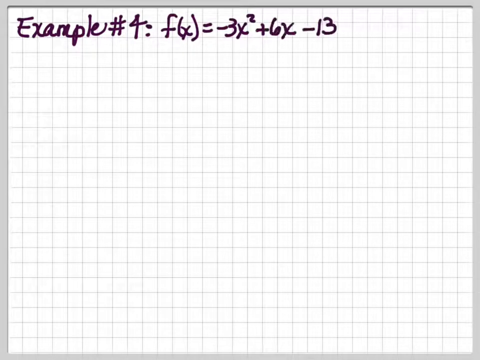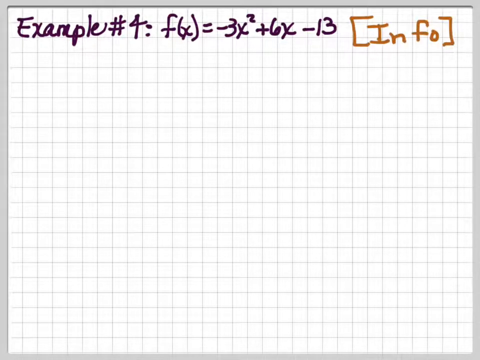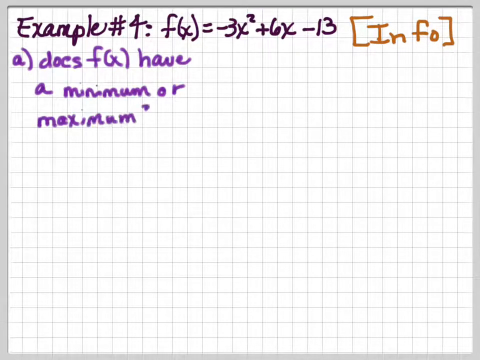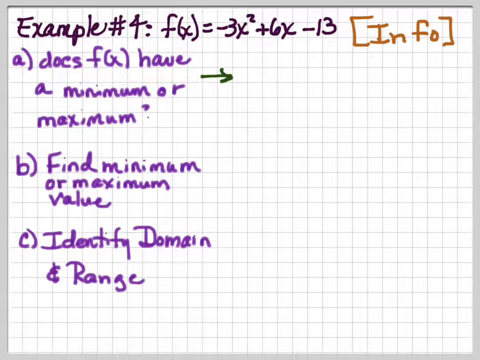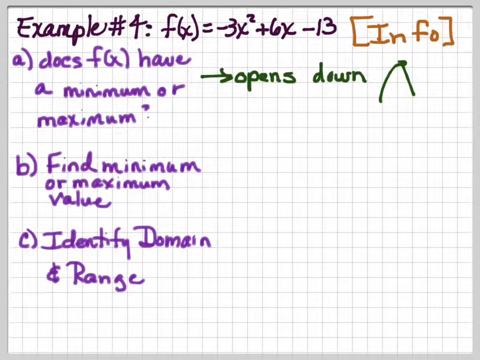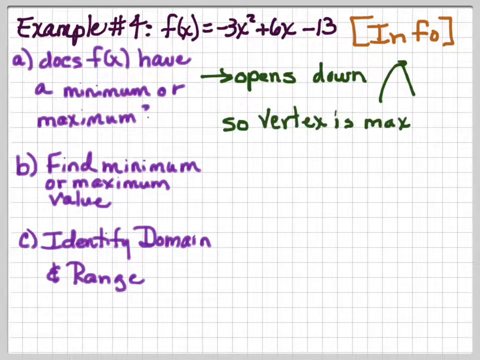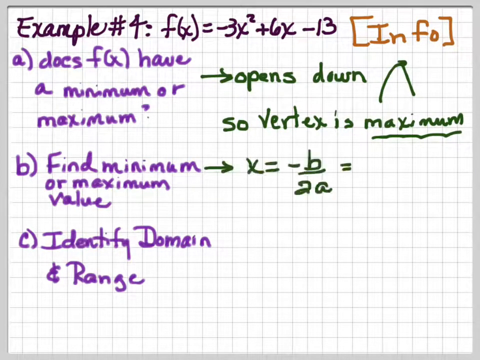Okay, example number 4. We have minus 3x squared plus 6x minus 15. We're not going to graph this. We're going to ask for some information. You can do a little sketch graph if you want, just to visualize, but we want to ask these three questions. Does f of x have a minimum or a maximum? We want to find the minimum or the maximum, and then we want to identify the domain and range of this function. So for our first question, it opens down, and we know it opens down because we have a negative 3 in front of our x squared. So keep that in mind. So the vertex, if it opens down, the vertex is a maximum, because the vertex will be the highest point on the graph.